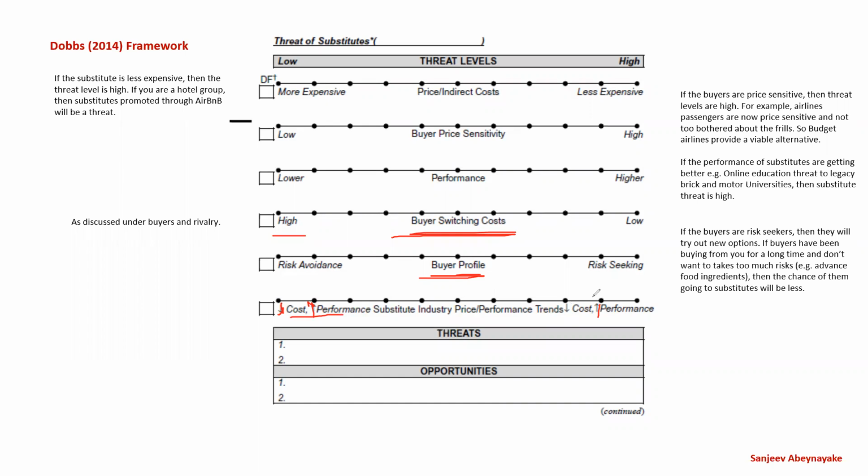So for instance, if you want to take aerial photographs today, you would have been used to taking a plane, and the plane will take you around and take the photographs. But now you can actually use drones, right? So drones are becoming better and cheaper. So from a performance point of view, it's improving as well. So therefore, you will be towards this side. And that's on the substitute.